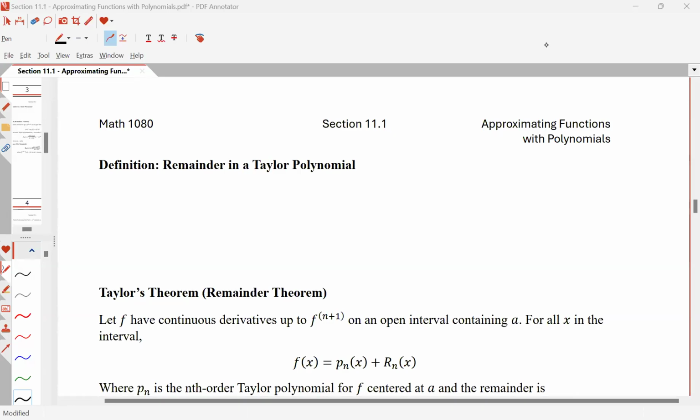Hello, in this video, we are going to talk about some theorems that tell us essentially how good the approximations are. Because in the last video and the video before, we saw that we can approximate a function using a Taylor polynomial. And then once we use that Taylor polynomial to find an approximation, we want to know how good is that approximation. So to first define this, we have the remainder in a Taylor polynomial.